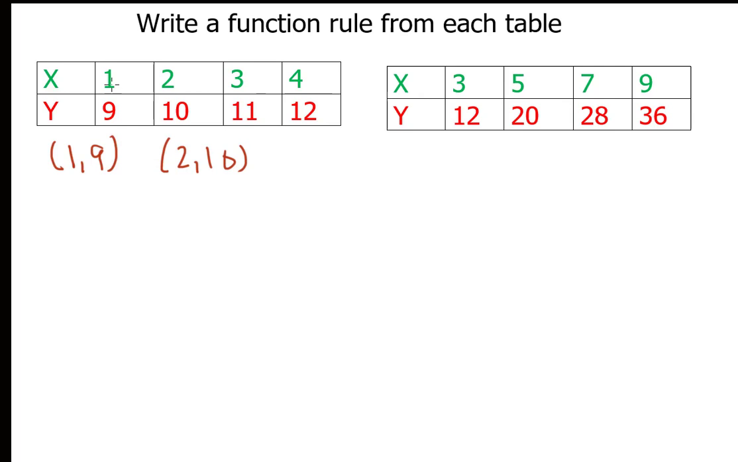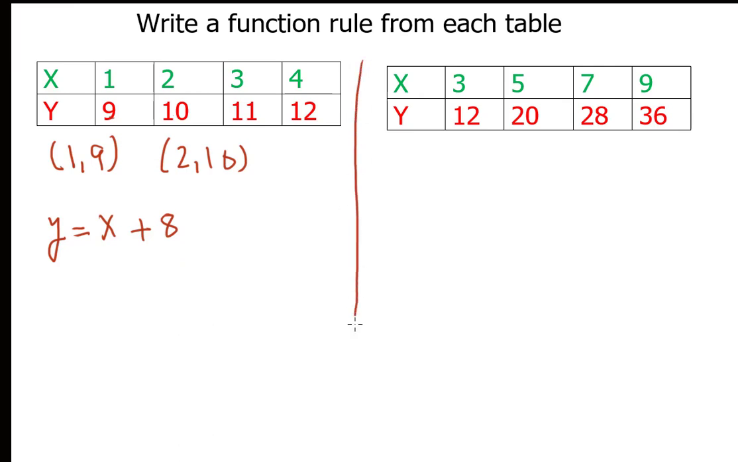So 1 plus 8 will be 9. 2 plus 8 will be 10. 3 plus 8 will be 11. And 4 plus 8 will be 12. That indicates each X value will increase by 8 to give Y. So we write the function rule for this table as Y equals X plus 8. You can test any number. If it's a 3, then 3 plus 8 is 11. When it's a 9, 9 plus 8 is 17. So this function rule will create this table.